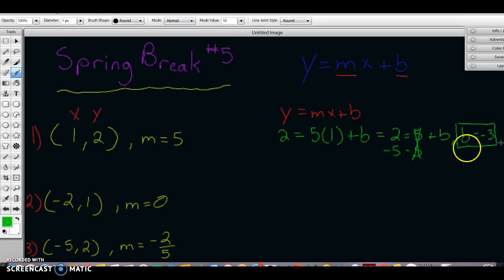Okay. So now that we found our b and we have our slope, we're just going to rewrite this equation and plug in our slope and our y-intercept. The equation of the line is going to be y equals 5x minus 3. And that is your equation. So we first had to start off by finding our y-intercept, and once we found it, we just plugged it back into the slope-intercept form equation. Okay, so let's do number 2 now.